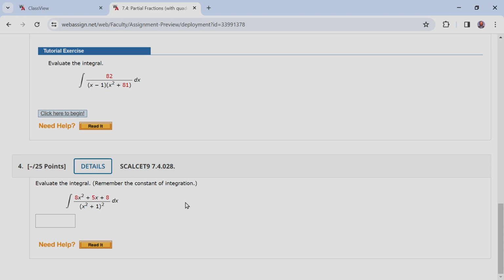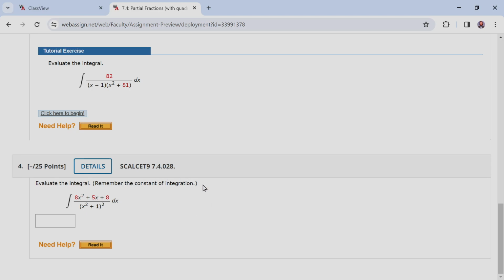Now, when you have the ax plus b over x squared plus 1, you're going to break that down into really two subfractions, one of them being the ax over x squared plus 1. You'll use u sub on that. And then the other being the b over x squared plus 1. You'll use inverse trig for that antiderivative.